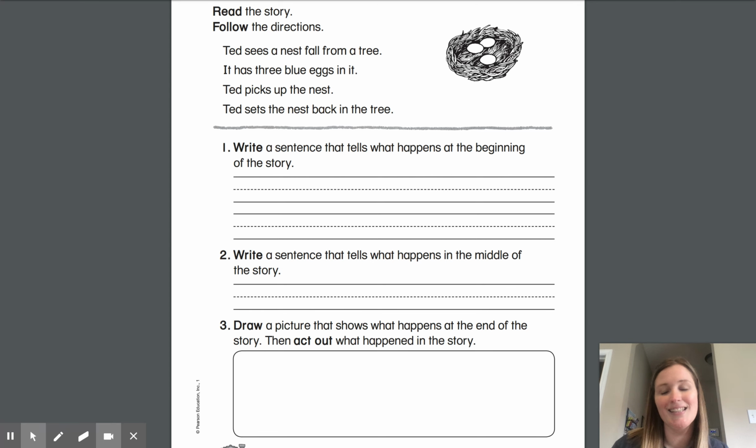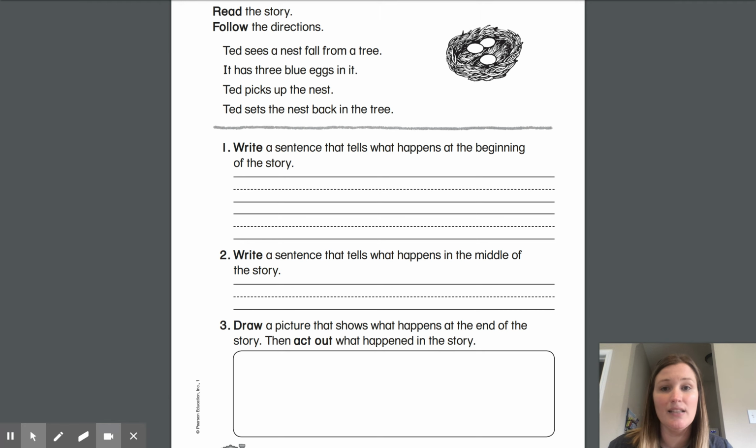Hi guys! This week we are learning beginning, middle, and end. Beginning is what happens first in the story. End is what happens last in the story. And the middle is what happens in between. So we're going to read a little story together, and then we're going to answer some questions.